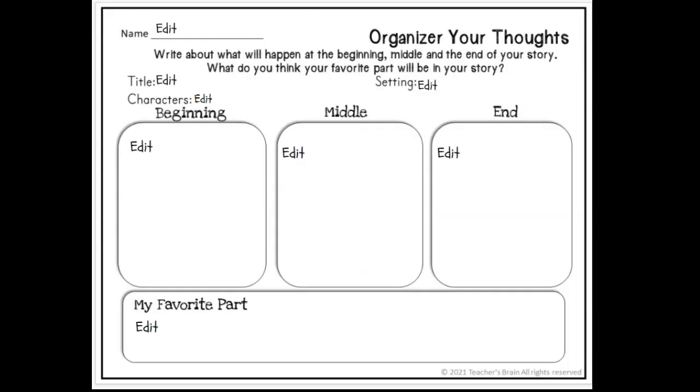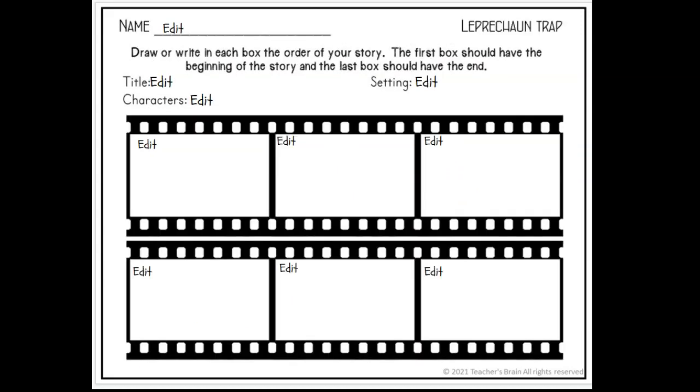Your teacher might tell you that they want you to fill out this organizational tool where you are putting your name, the title, the characters, what happened first in the beginning, what happened in the middle, the end, and what's your favorite part going to be in your story. Do this one instead. So they will most likely have you just pick one or the other. This one, same thing. You're going to start with what happens at the beginning of your story all the way to what happens at the end of your story.